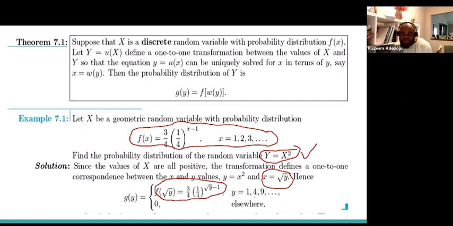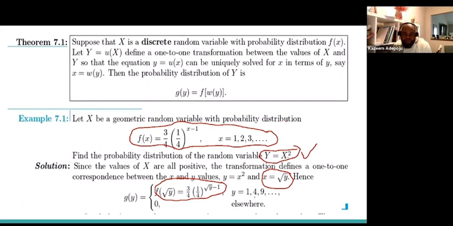Is there any question on how to do one-to-one transformation for a discrete random variable? Is there any question on this? That's super easy, right? If you really understand what I just explained now, I need you to say yes, or comment yes, or give me a thumbs up if you really understand my explanation.